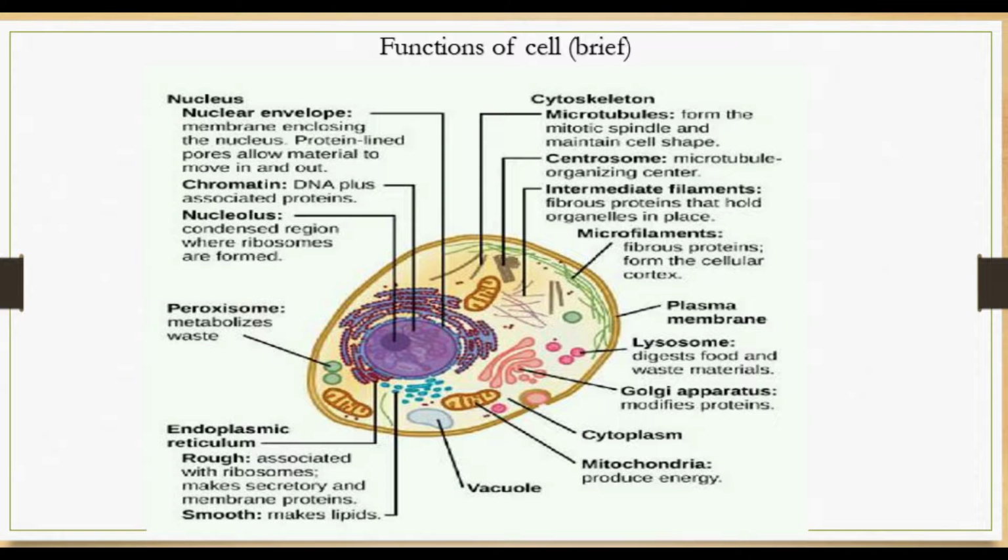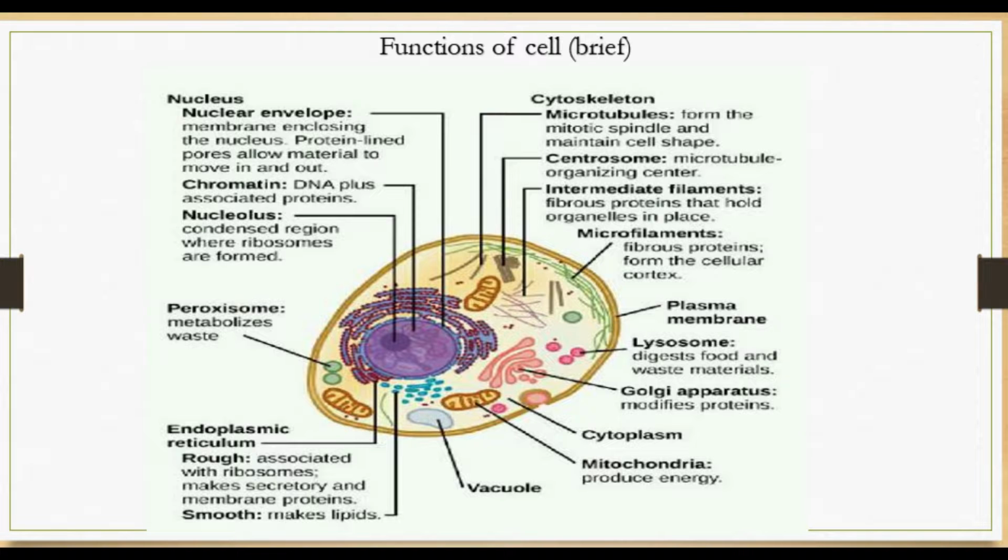In this picture you can see the nucleus, the violetish color, oval shaped structure, and there's a nuclear envelope that covers the nucleus. It is the membrane enclosing the nucleus, a protein lined pore that allows materials to move in and out. What is chromatin? If you closely look at chromatin, it is DNA plus associated protein. It has DNA as well as some associated proteins. That's what we call chromatin.